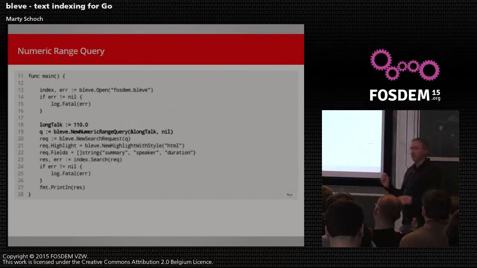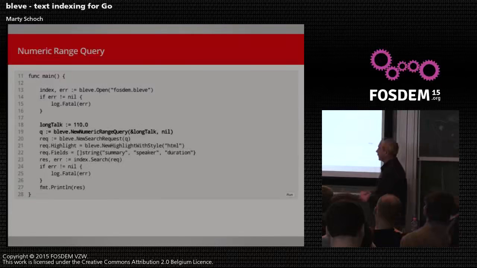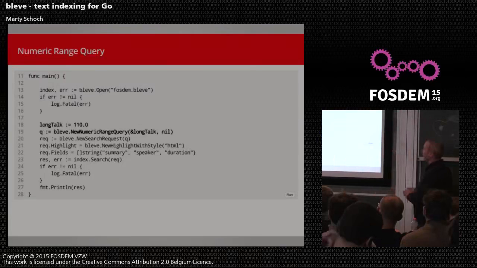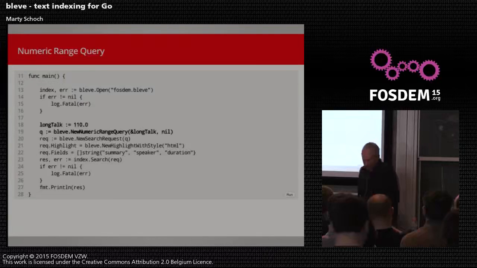Now, I mentioned earlier there's 2 fields. One had the duration, and so what I'm going to take advantage of here is a numeric range query. So the 2 parameters are essentially a minimum and a maximum value. So I defined the long talk to be 110 minutes. I think we could probably agree that would be a pretty long talk. So let's go ahead and run this.